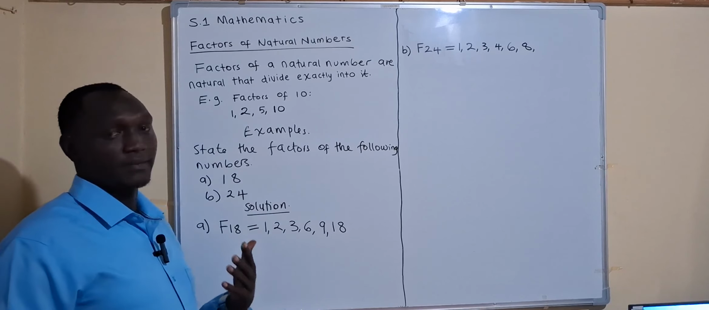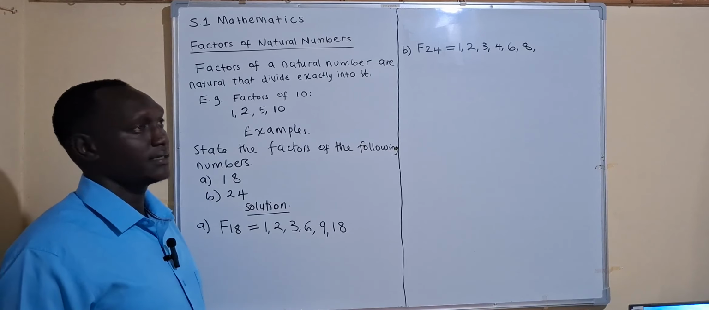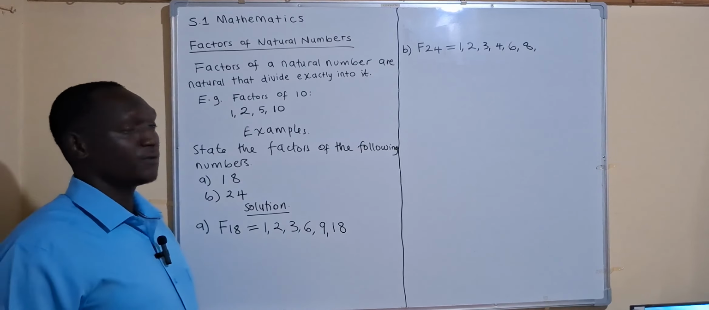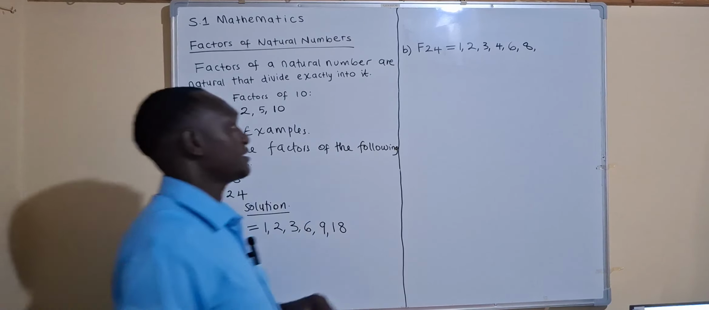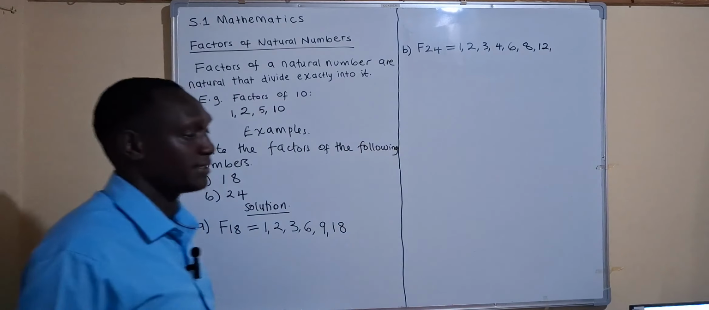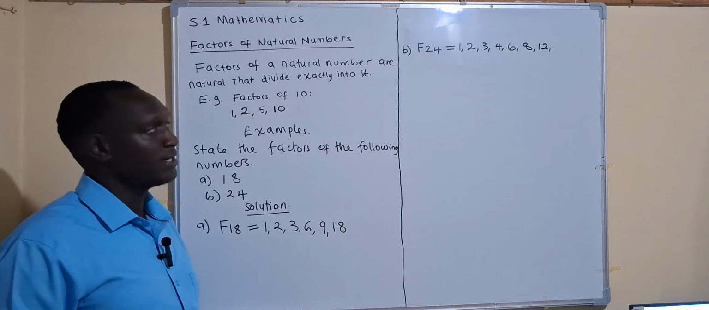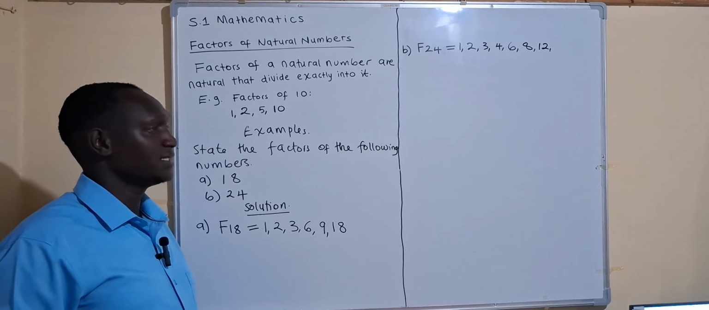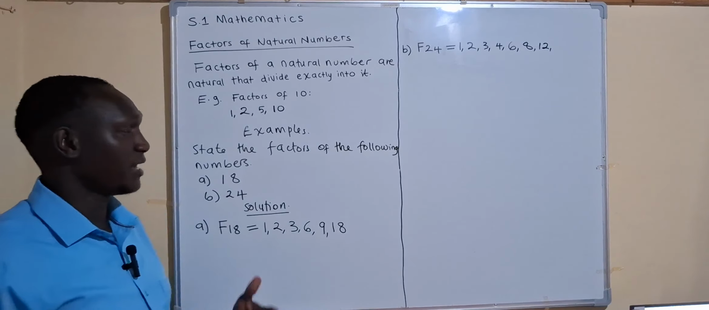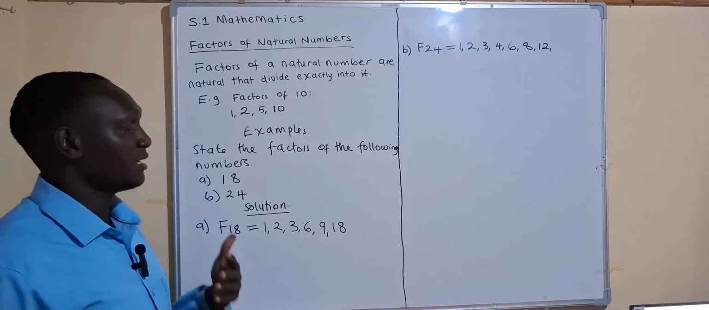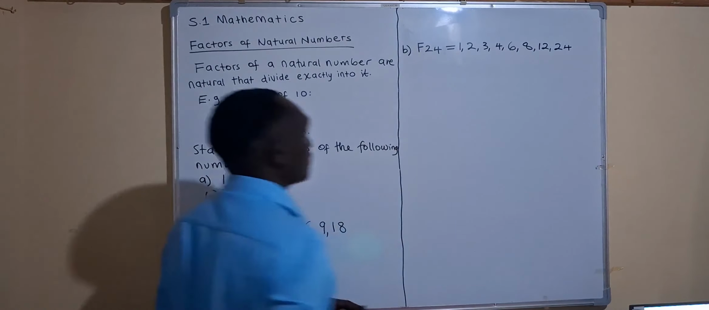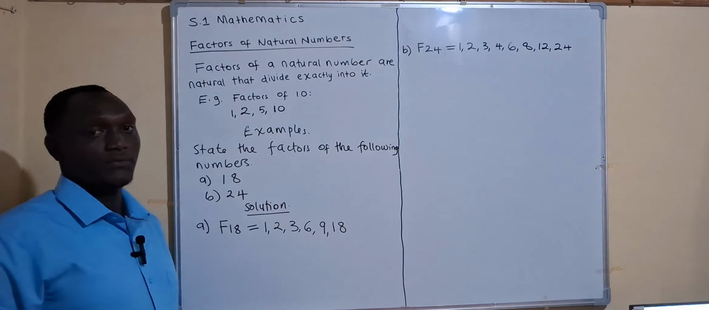24 divided by 11, it cannot. There is an element of decimal point. 24 divided by 12 gives us 2 and the remainder is 0. Therefore, 12 is a factor of 24. 13 is not a factor. 14 is not a factor. 15 is not a factor. 16 is not. 17, 18, 19, 20, they are all not factors. 21, 22, 23, and 24. Therefore, 24 is a factor. 24 divided by 24 is 1.